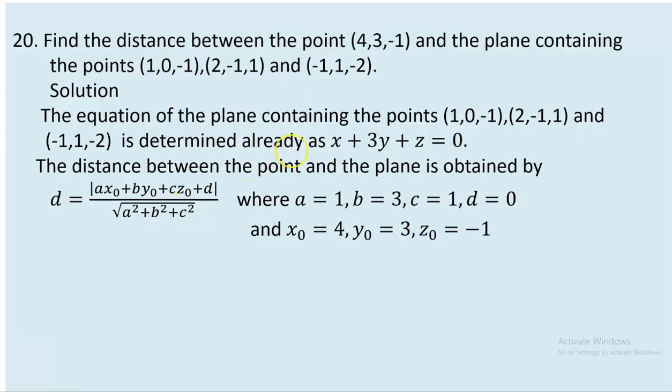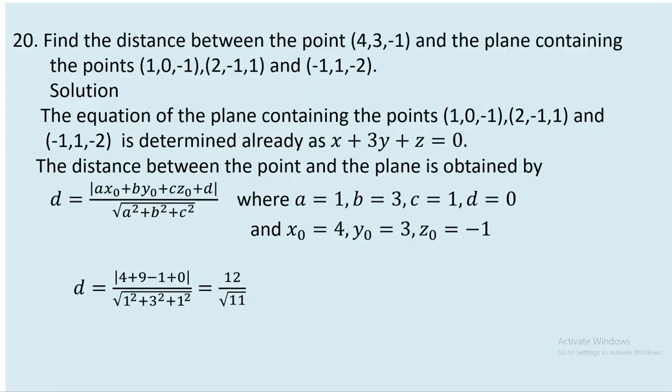So students, here in our case, we can consider a to be 1, b to be 3, and c to be 1. Just take the coefficients of x, y, and z. And d is 0 because after z we don't have any number. That implies that d is 0. And here x0, y0, and z0 are the components of the given point, 4, 3, and -1.